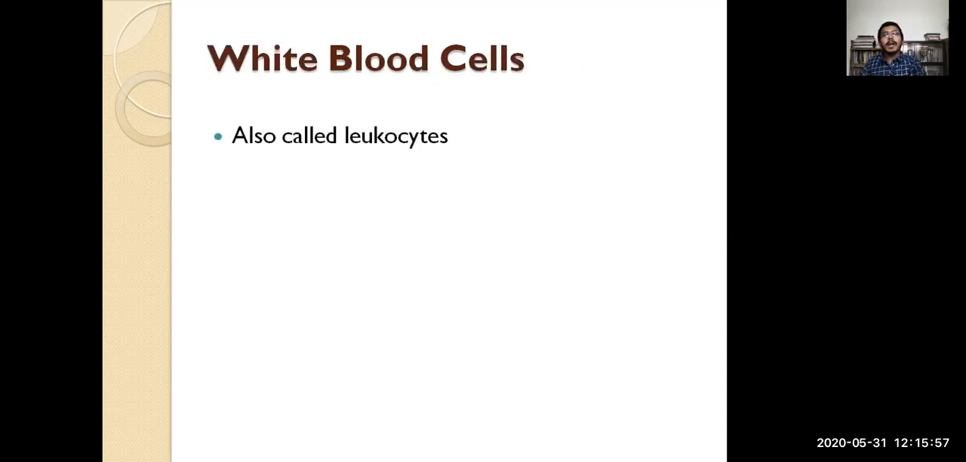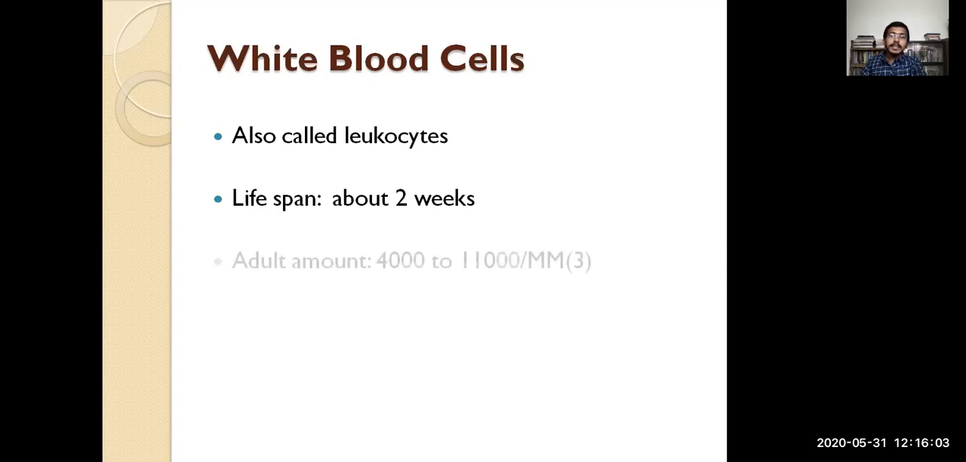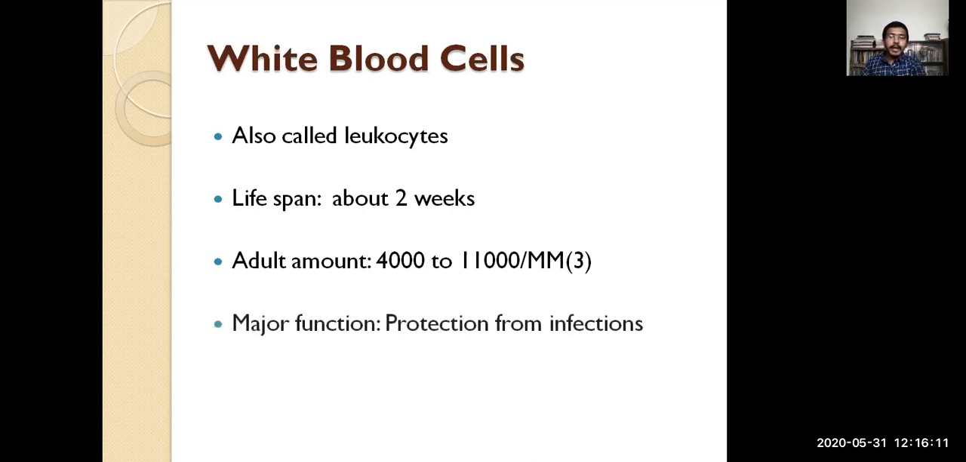And talking about the white blood cells, these are also called leukocytes, and their lifespan is about 2 weeks. The average concentration in an adult person is about 4,000 to 11,000 per mm cube of the blood. And the major function of the white blood cells or leukocytes is to provide protection from the different types of infections or pathogens like viruses, bacteria, etc.